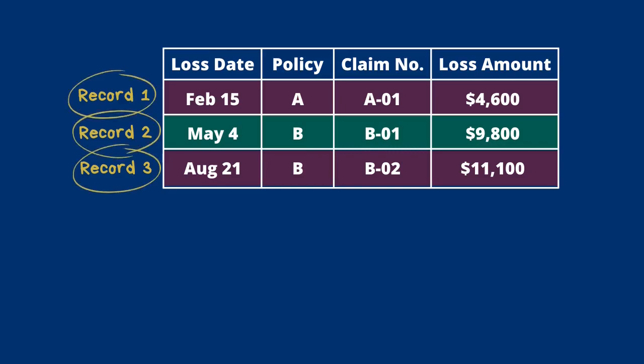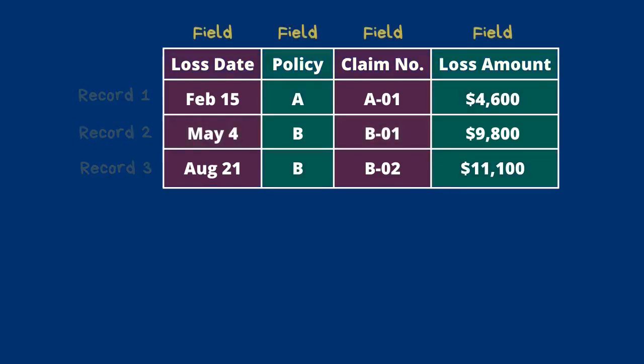In this database, we have 3 records represented by the 3 rows. Each record will have fields that provide explanatory details for that record. In other words, the fields in a database describe specific characteristics of each record. Here we have 4 different fields, represented by the 4 different columns for each record: the loss date, policy number, claim number, and loss amount.